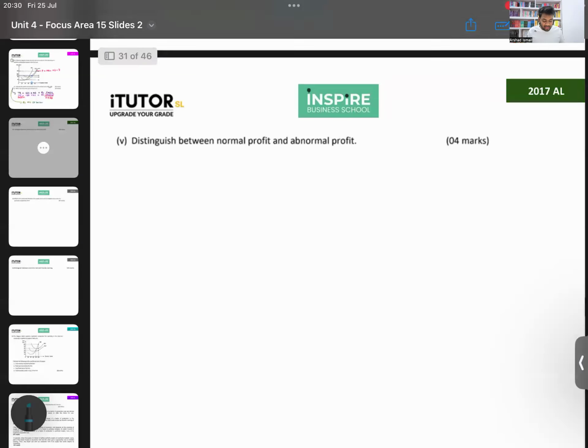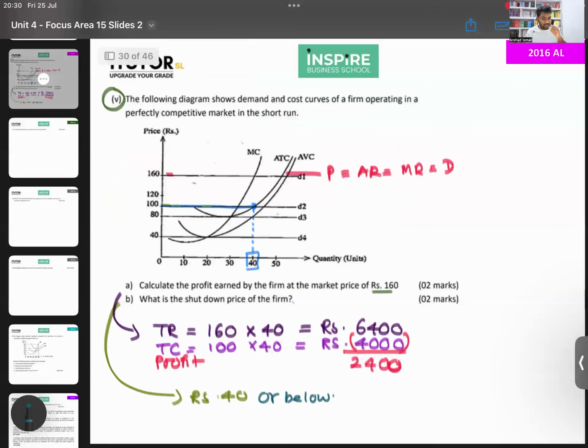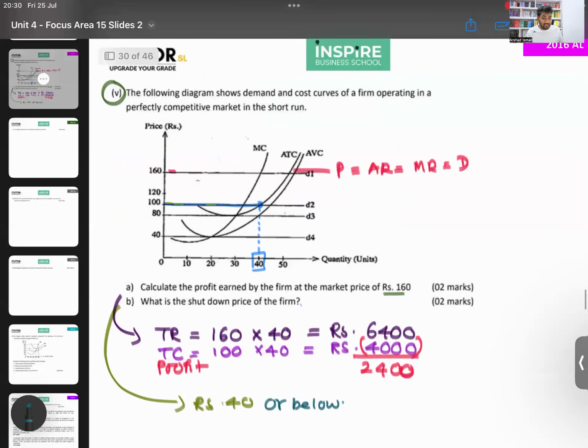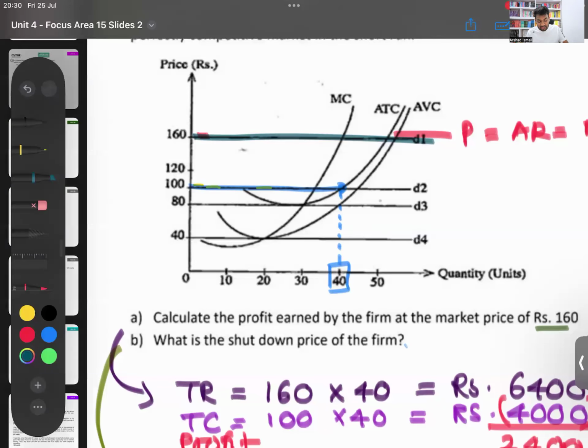How do I get 40? By reading the graph. They're saying the price is 160. So if the price is 160, then you need to see where MR and MC are equal. If price is 160, MR and MC are equal at this yellow dot. So then you draw a line and see how much your output is. That's how the 40 comes.